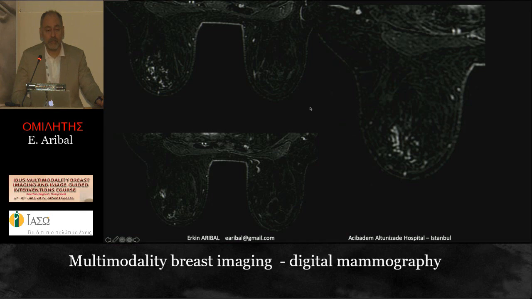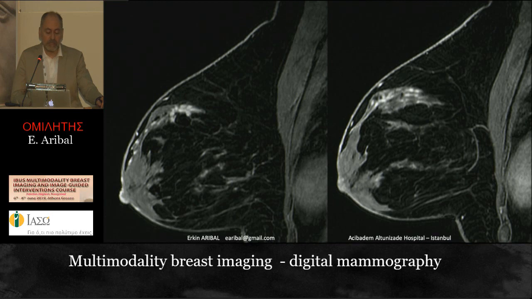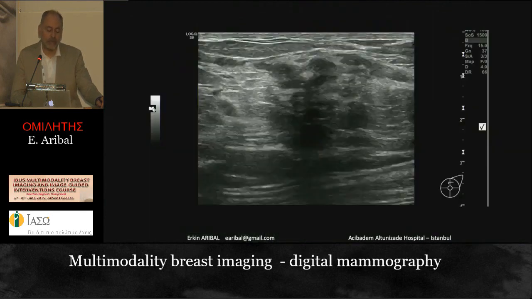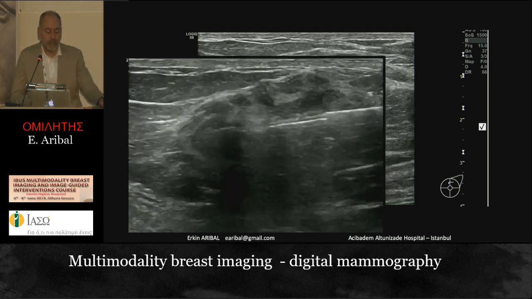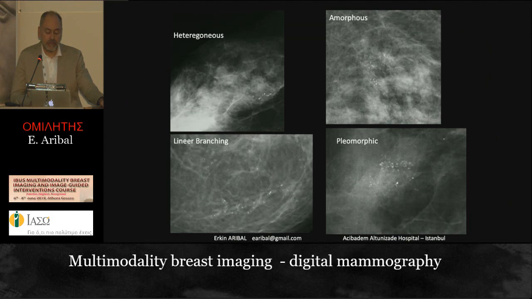So MRI helps you to understand the extent of the DCIS in cases of calcifications. That's why we always use it. So it was easy for us to do the biopsy under ultrasound guidance because ultrasound guidance is cheaper and easier. So we did the ultrasound guidance and we had the result.